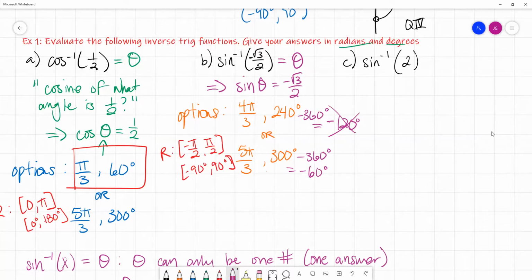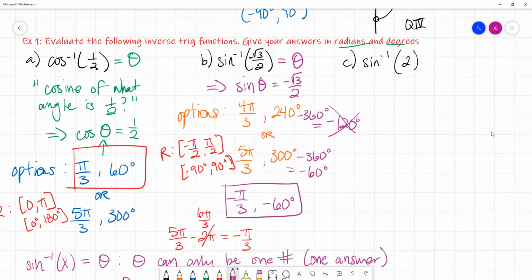I'm not going to box this. I actually need to keep it in that negative 60 degrees. And so then I'll need to subtract the 2 pi from 5 pi over 3. So 5 pi over 3 minus 2 pi. That's the same thing as 6 pi over 3. My little drawing board is lagging a little bit. 5 minus 6, that's negative pi over 3. So those are my answers. In radians, negative pi over 3. In degrees, negative 60.